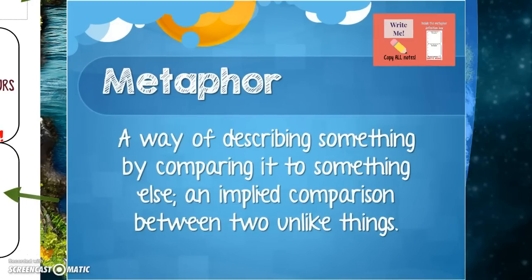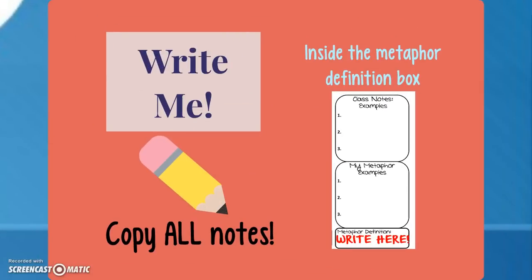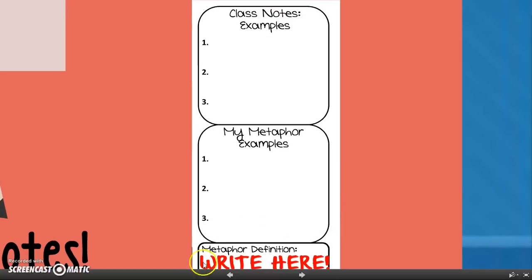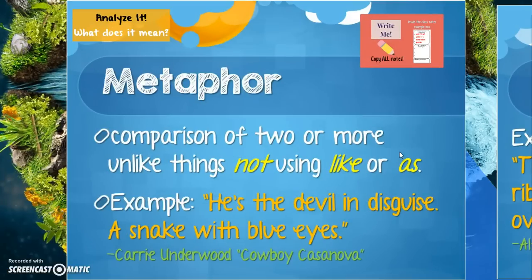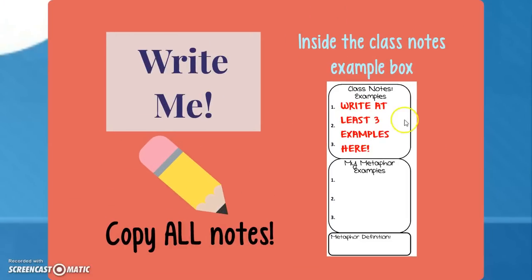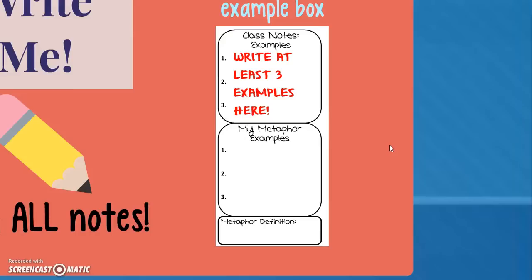For metaphors, a metaphor is a way of describing something by comparing it to something else, an implied comparison between two unlike things. You're writing your notes here on the metaphor side, and write your definition in the metaphor box right there, okay? So again, it's a comparison of two or more unlike things, not using the word like and not using the word as. For example, he's the devil in disguise, a snake with blue eyes. I kind of like the cowboy Casanova by Carrie Underwood. And you're writing your three examples for me here where it says class examples in your notes, okay? That's where you're going to write at least three examples.